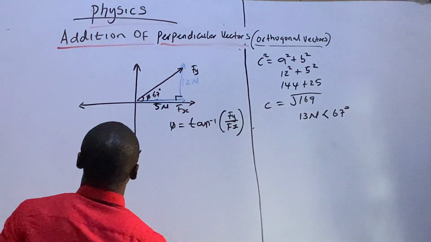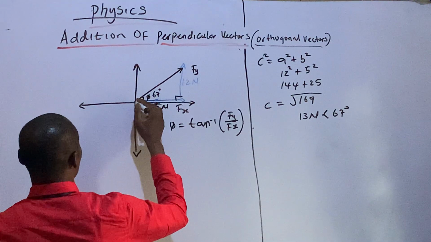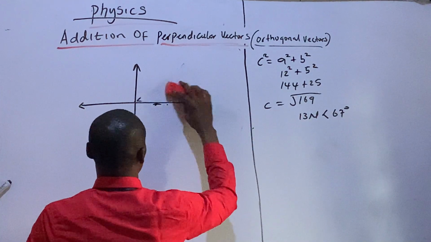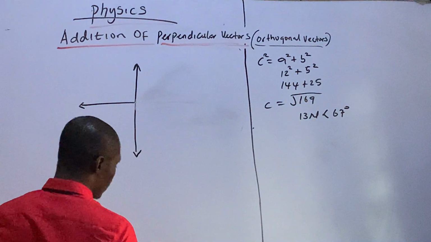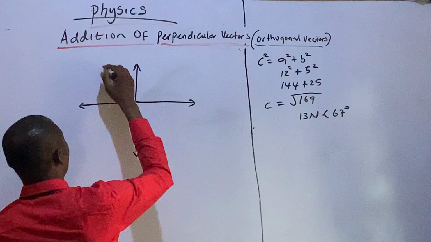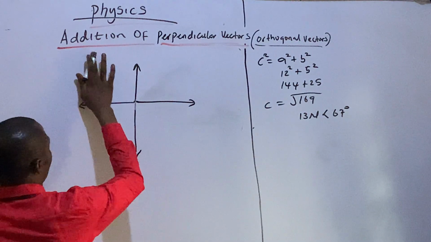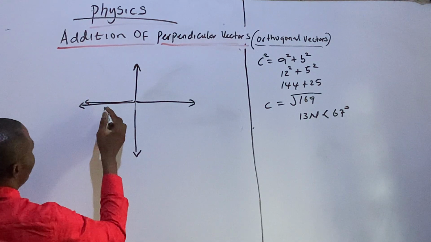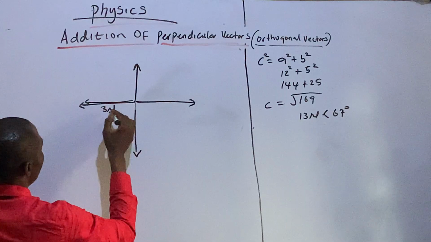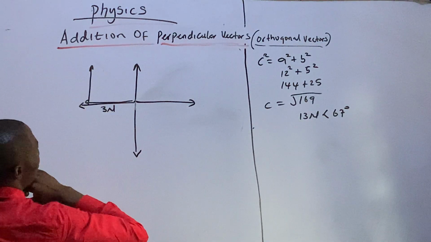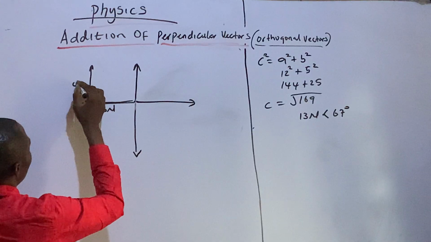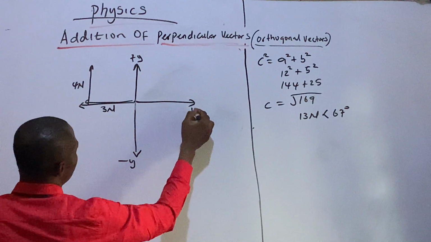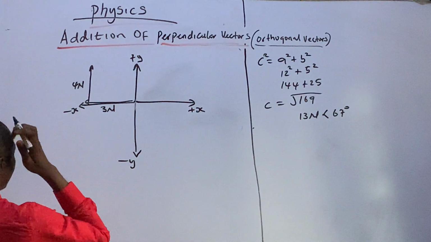Let's say we have another vector. Leave this one over there. Or let's clean it up so that you don't get confused. So we have another vector. Let's say we have a vector moving in the direction towards the negative x-axis at 3 Newton, and another vector moving towards the positive y-axis at 4 Newton. Now, this is the positive y-axis, negative y-axis, positive x-axis, negative x-axis.